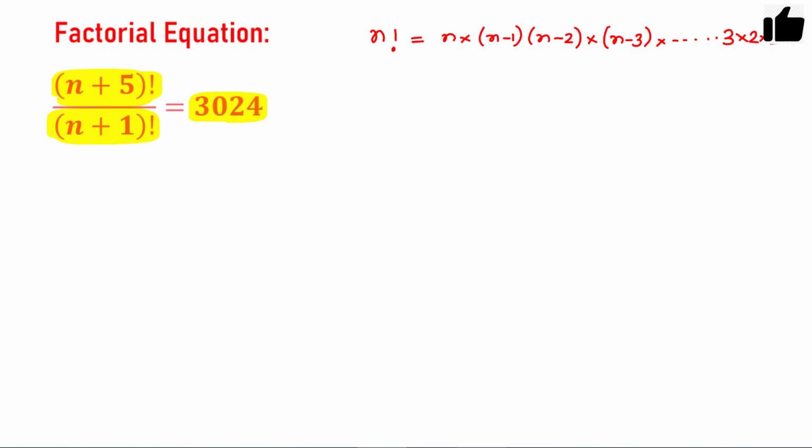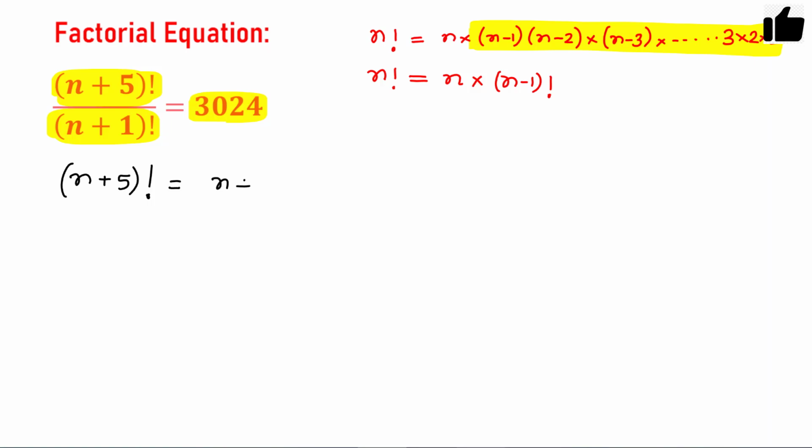You can also write n factorial recursively. For example, if you consider the term from n-1 down to 1, this is nothing but (n-1) factorial. So you can say n factorial equals n times (n-1) factorial. This is a recursive equation, and we will use the same idea to solve this problem. Let us first see the numerator, which is (n+5) factorial.